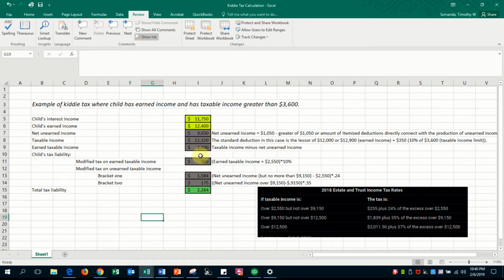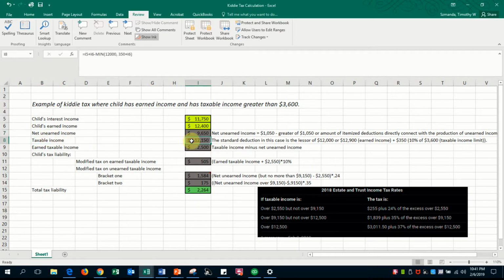So here we have a situation where a child has interest income, which is unearned income, and earned income from some employment. We first calculate, in a series of steps, the net unearned income, and that calculation is the child's interest income minus 1,050 minus the standard deduction of 1,050. These numbers are given in the formula in the book. Then we arrive at the 9,650 of net unearned income, and I have the calculations and explanations listed to the right.